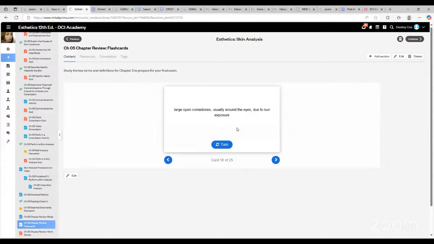So you need to make sure you protect your client's eyes. You know, we put those little patches on, but make sure you can put those patches on or make sure that sunscreen is sitting around the eyes as well, okay? It's gonna block the sun exposure and you're not gonna have those large open comedones. If you have large open comedones and you get whatever's in there out, that's going to leave you with a large pore.